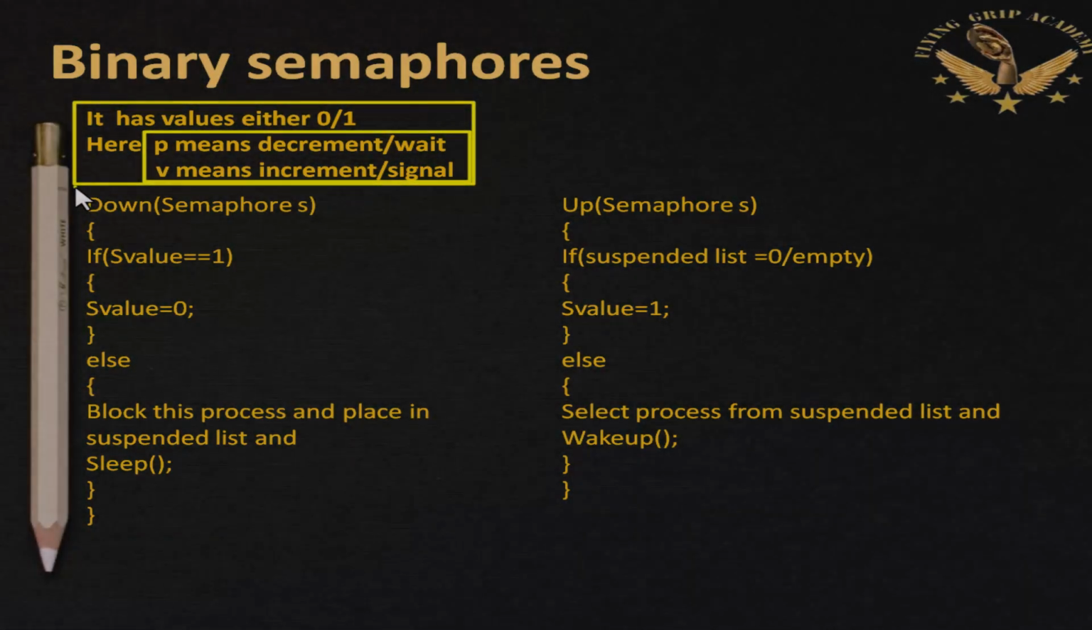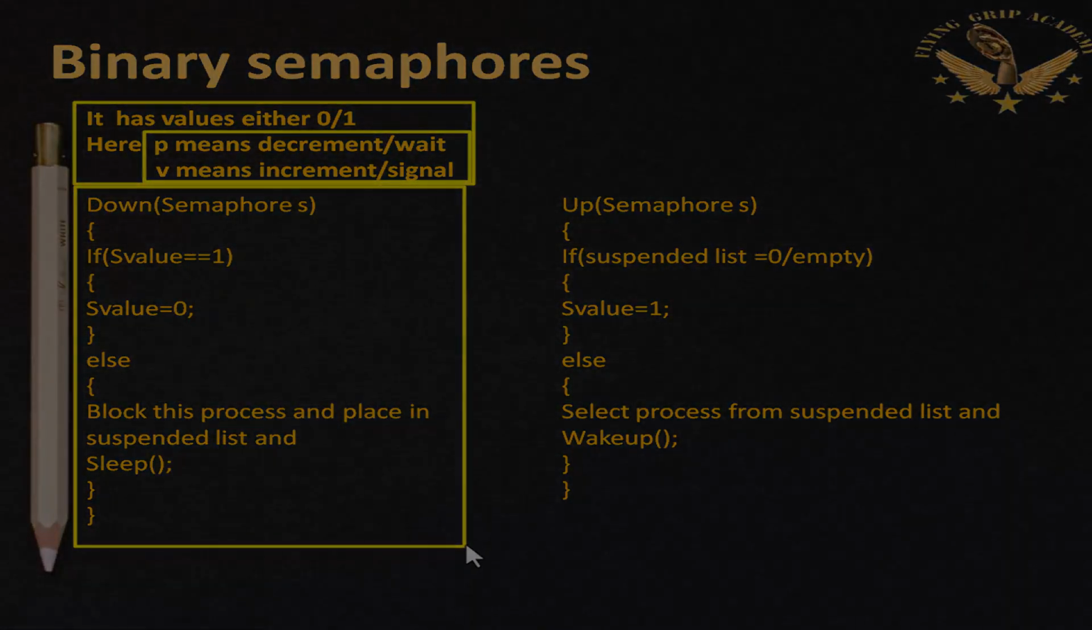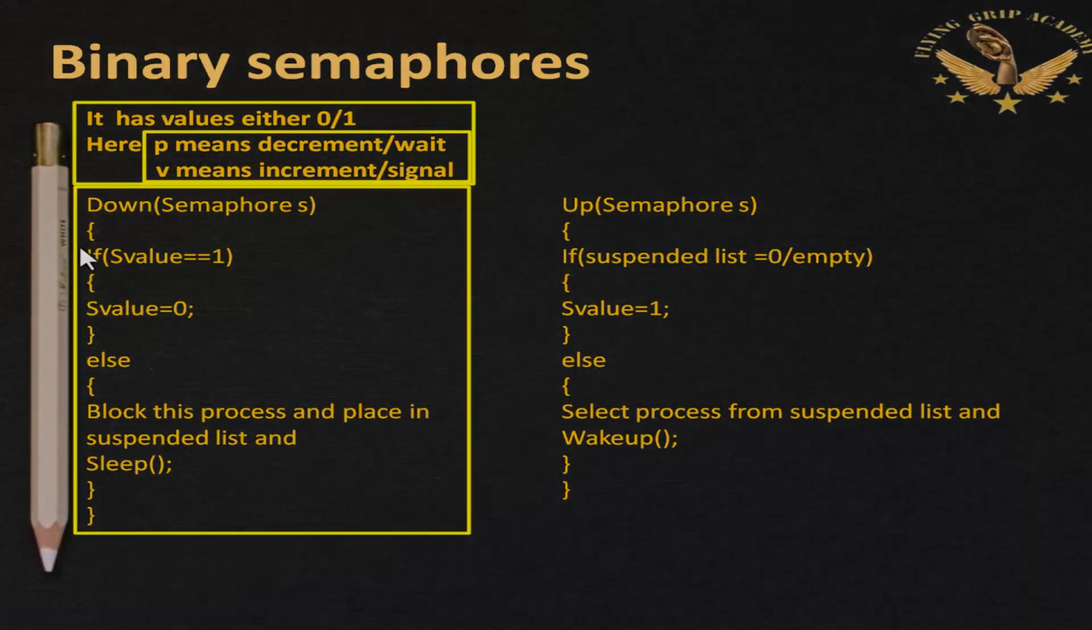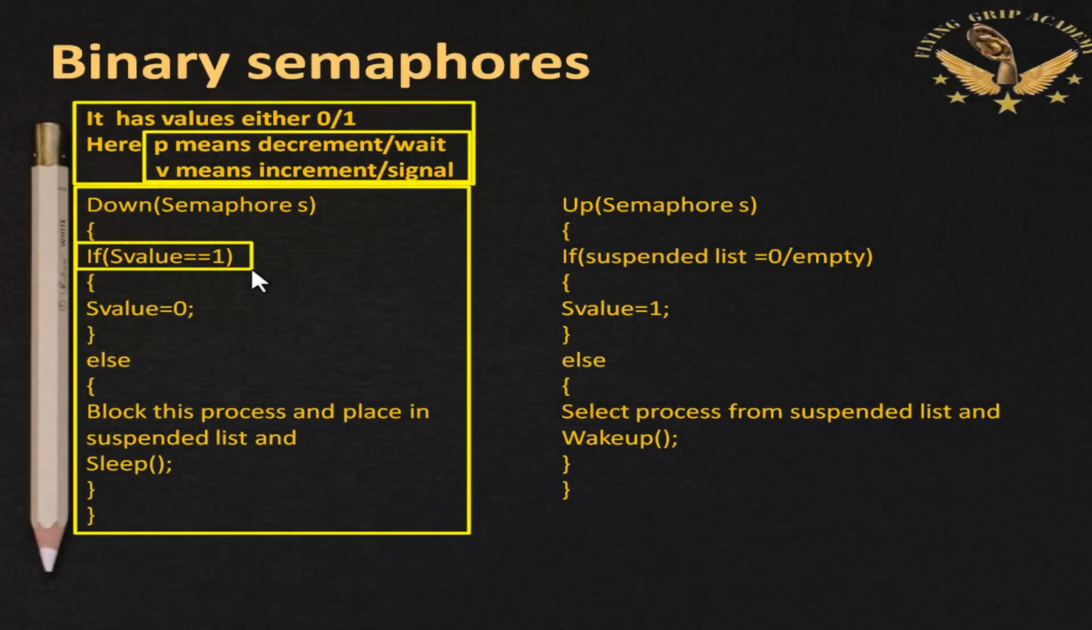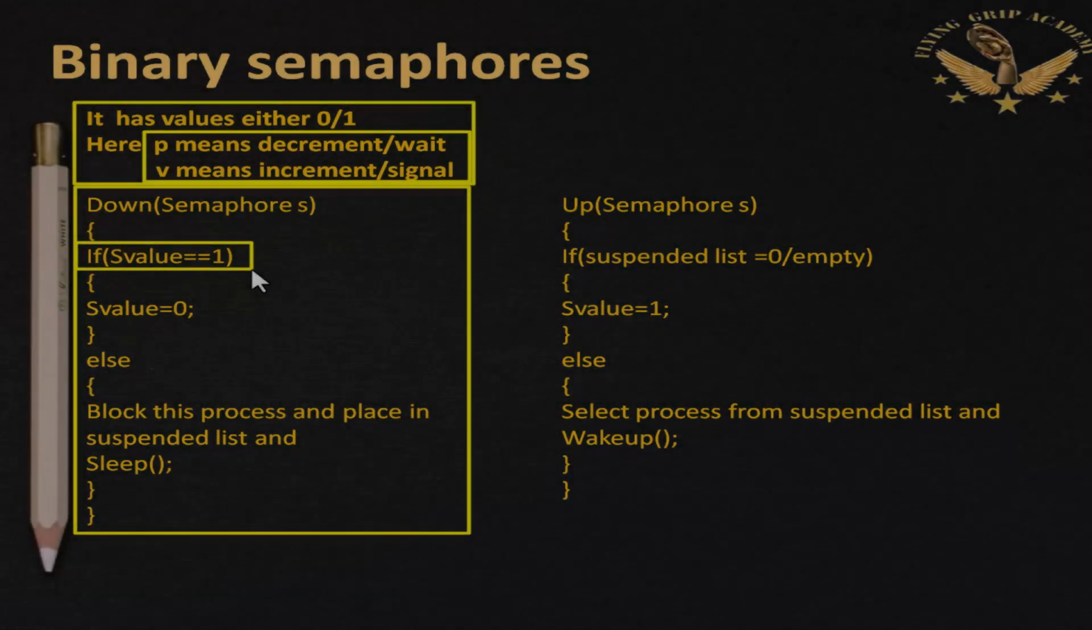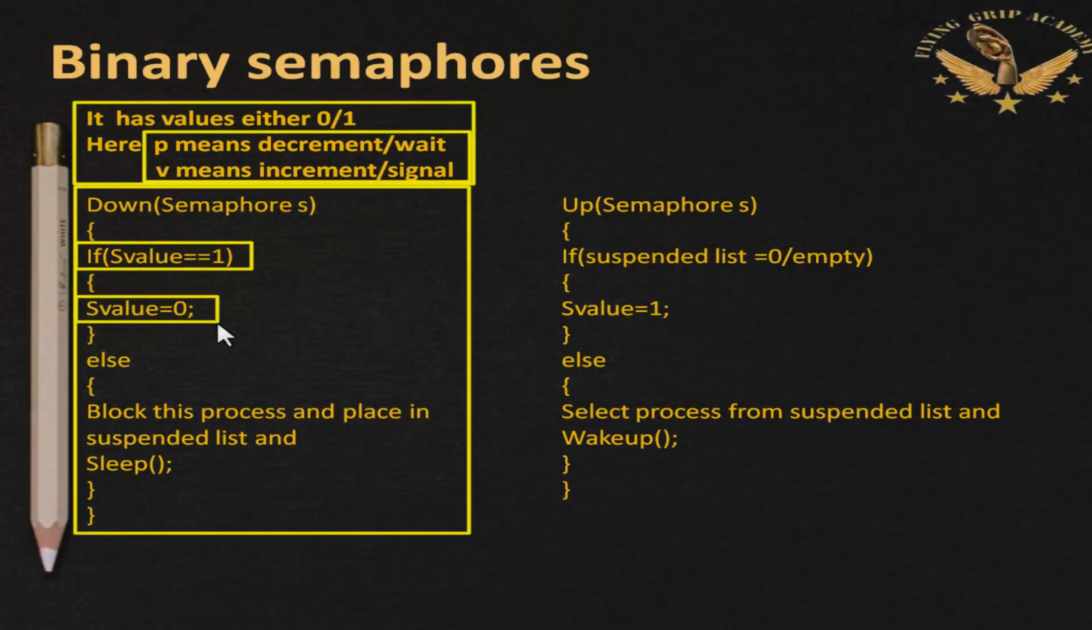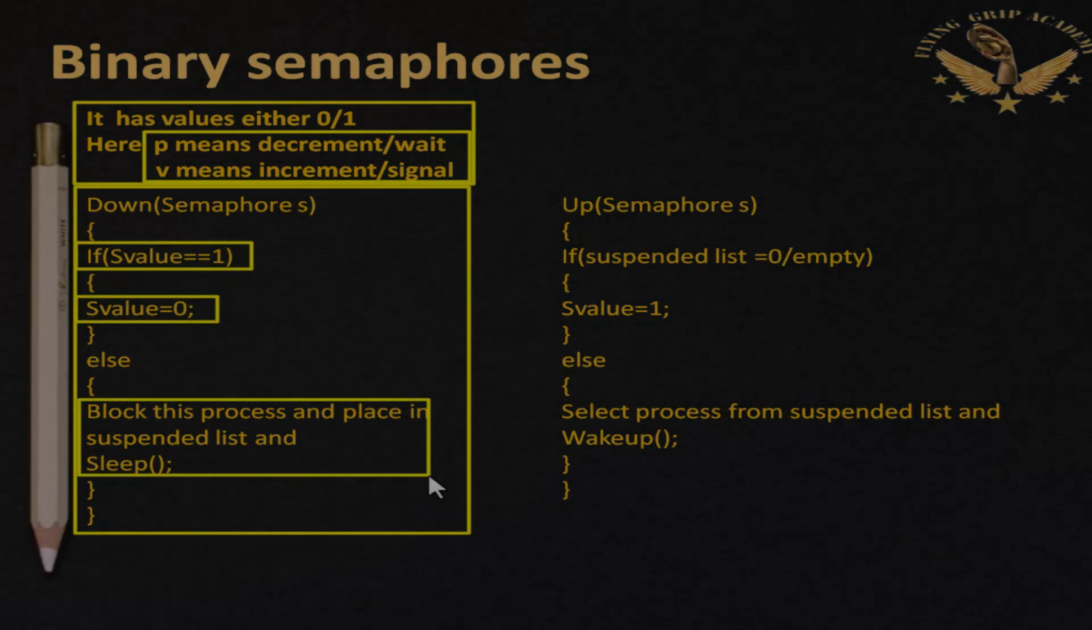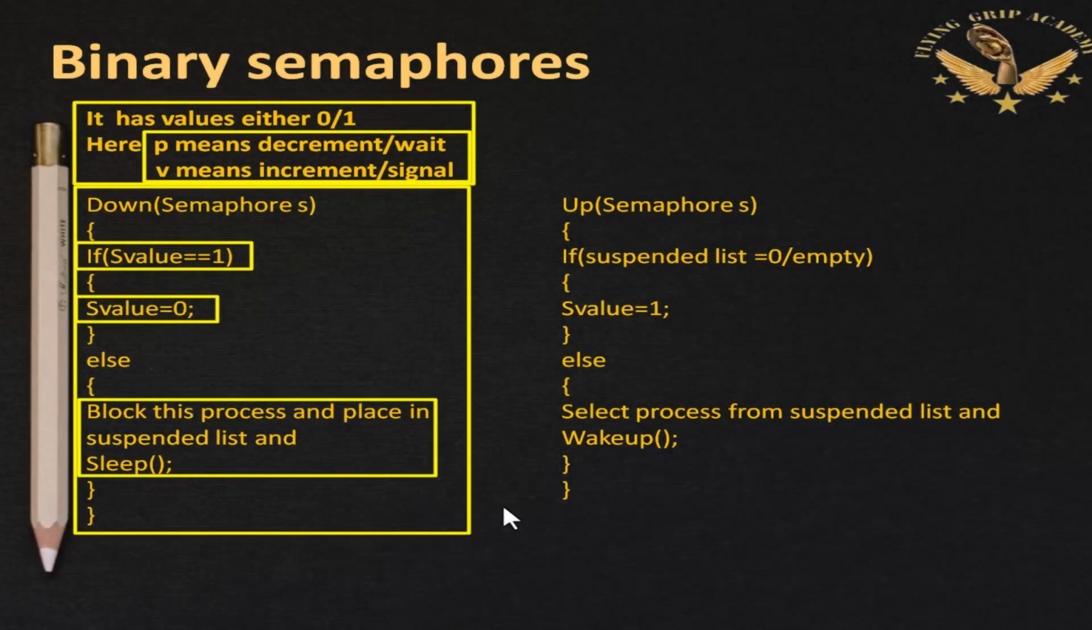So now, if you consider the semaphore down, here if the value is equal to 1, make it 0. So make the S value 0. Else, block the process and place it into the suspended list, and it goes to the sleep state.